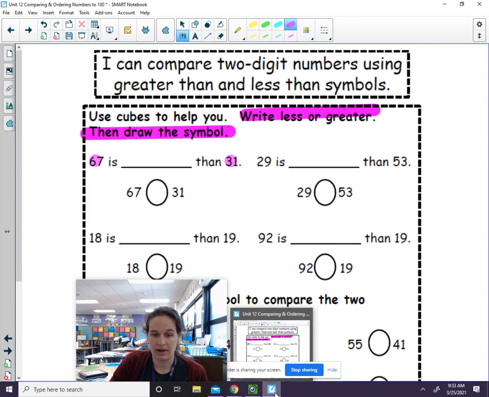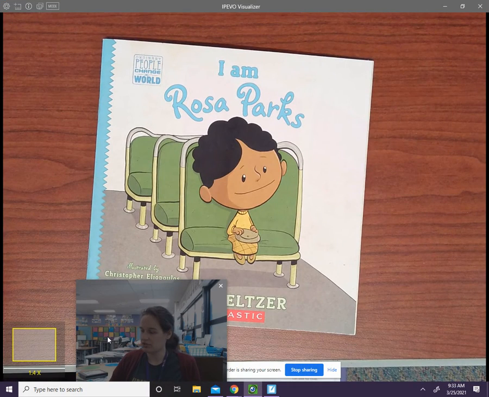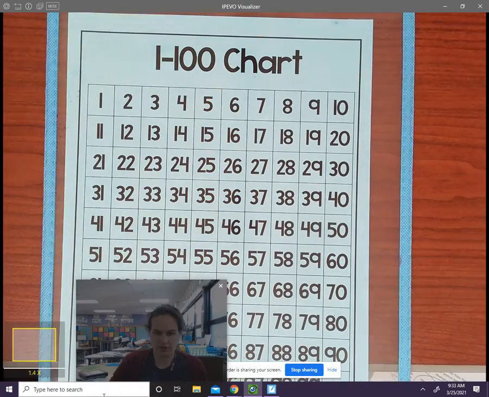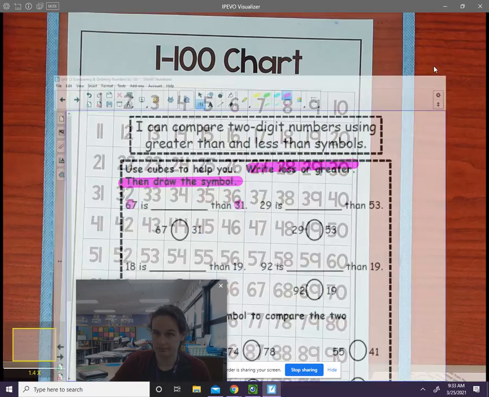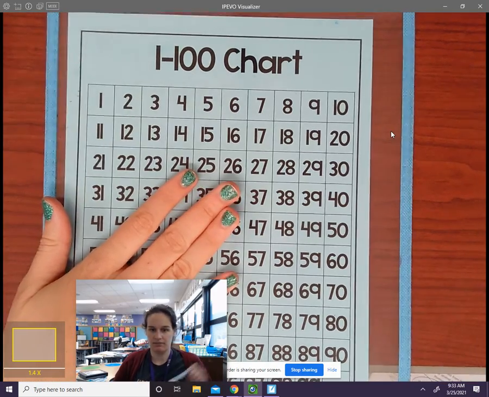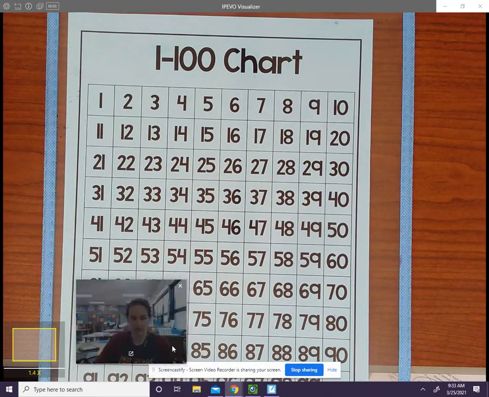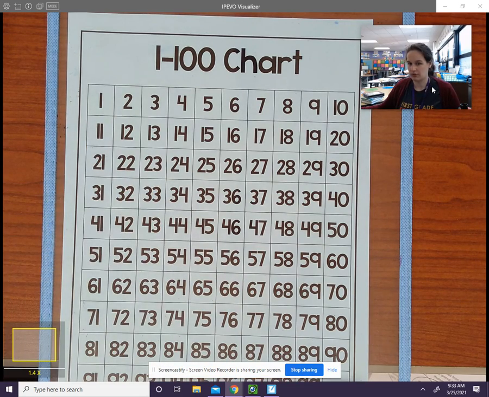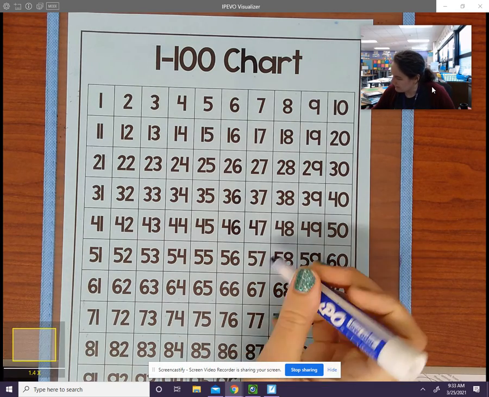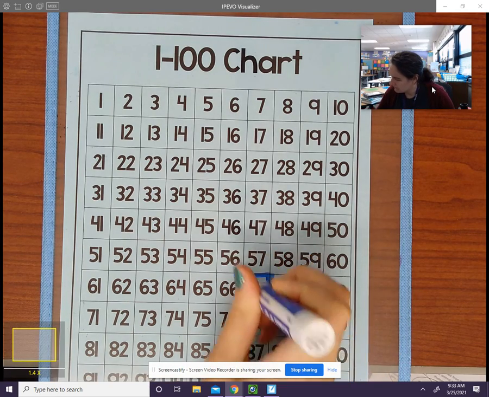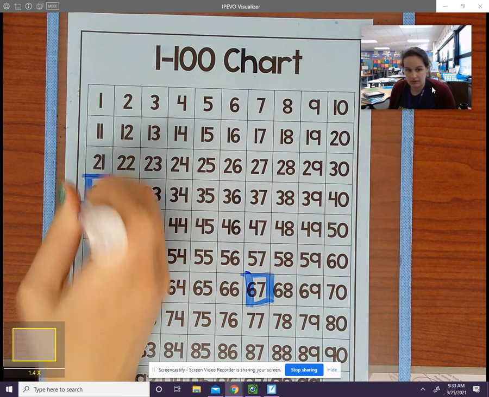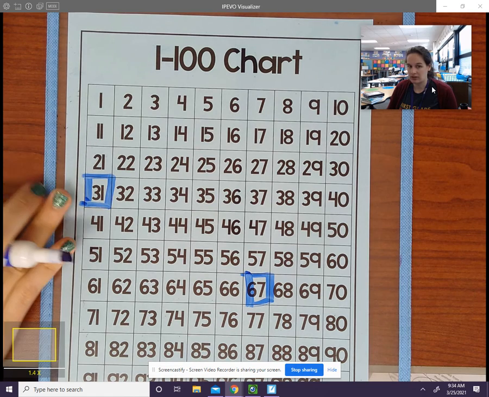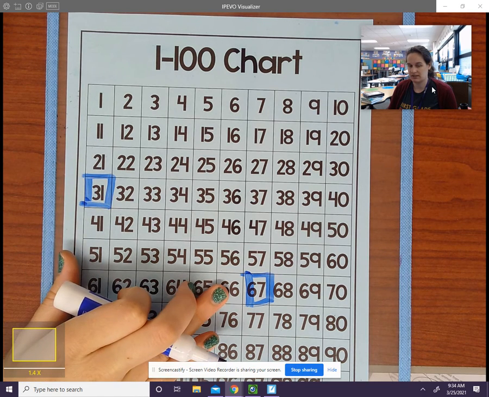Let's go ahead and compare those. So I can use my hundreds chart. I need to find 67 and 31. So on my hundreds chart, I'm going to find those two numbers. Remember, numbers up here are small, and as we go down, the numbers get bigger. So we have 67 and 31. Well, I can see that 31 is smaller than 67.